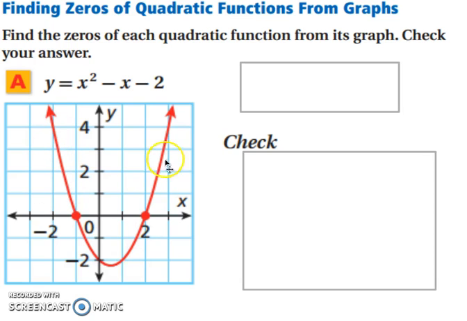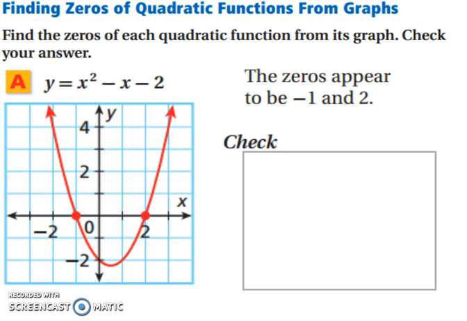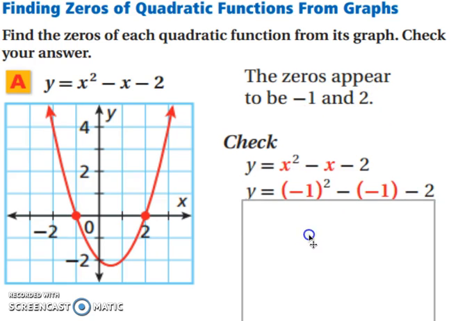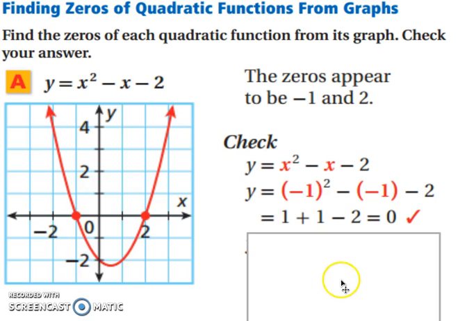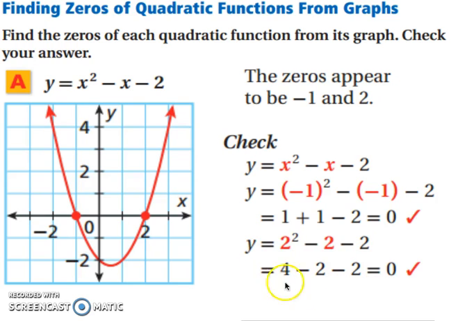We're going to use the graph, so we're going to use this parabola here. And we want our x-intercepts because those are the zeros of our functions. So in this case, we've got -1 and 2. You can check your work by plugging both of these values back in. So we plug in -1, and -1 squared minus -1 minus 2 is in fact 0. So -1 is one of the zeros. We can check 2. When we plug 2 in, we also get 0. So therefore both of them are our zeros.